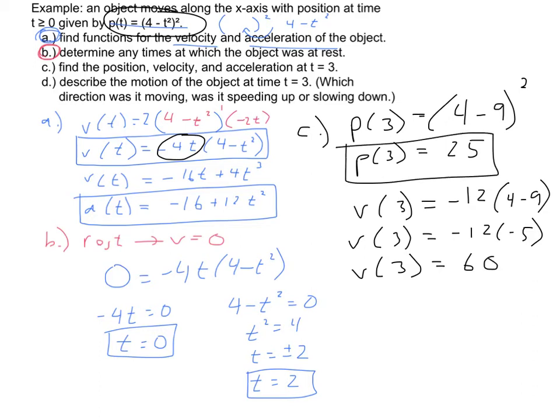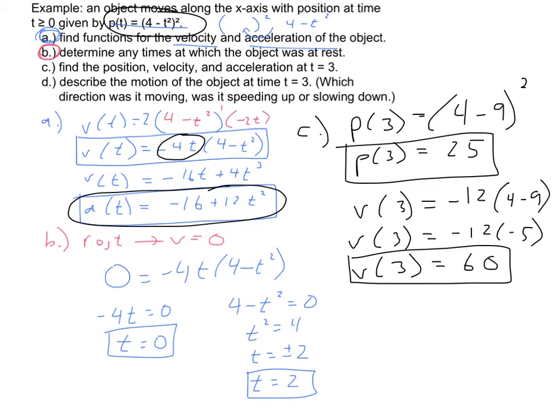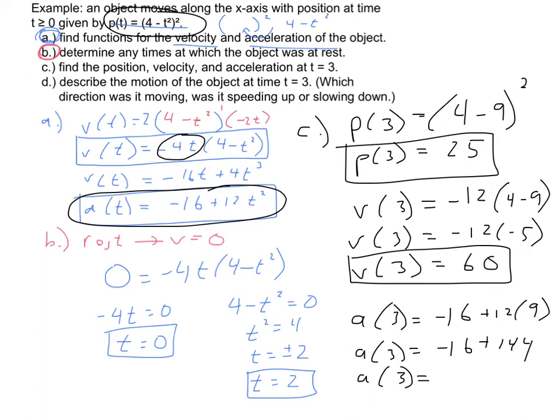So I found my position at time 3, found my velocity at time 3. Now I just have to find acceleration, and I'll use my one acceleration function here for that. When I do A of 3, I will have negative 16 plus 12 times 3 squared, which is 9. So my acceleration at time 3 will be negative 16 plus 144. And so that means that A of 3 is 128. So that's my acceleration. Now the final part, part D, had asked us to describe the motion of the object.